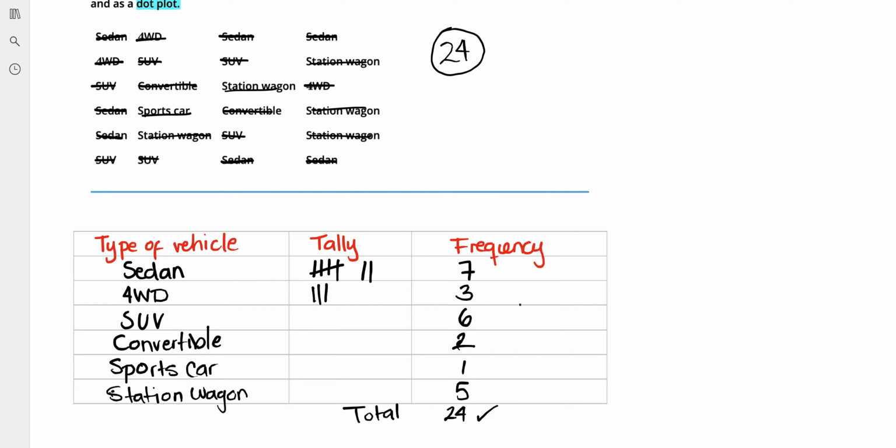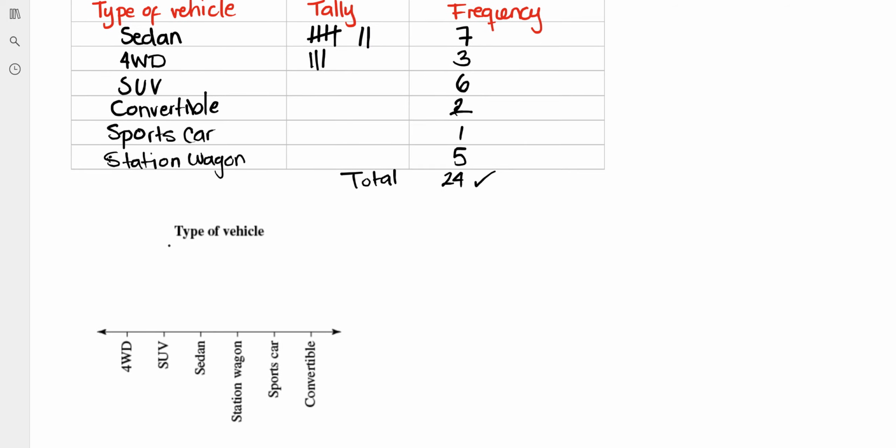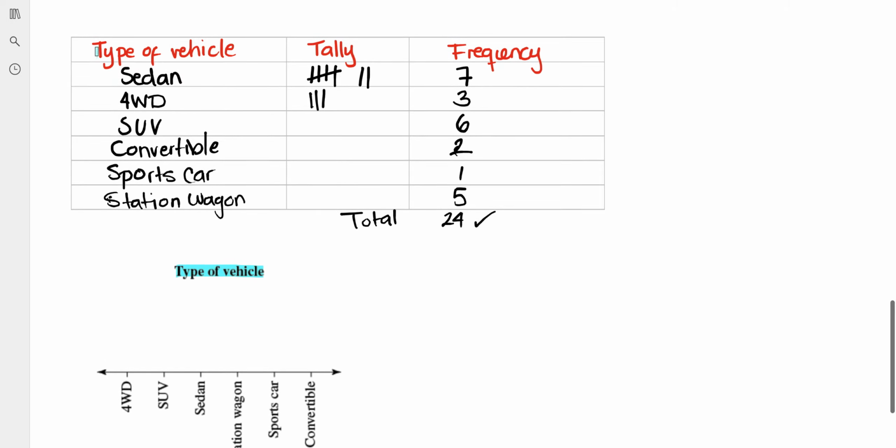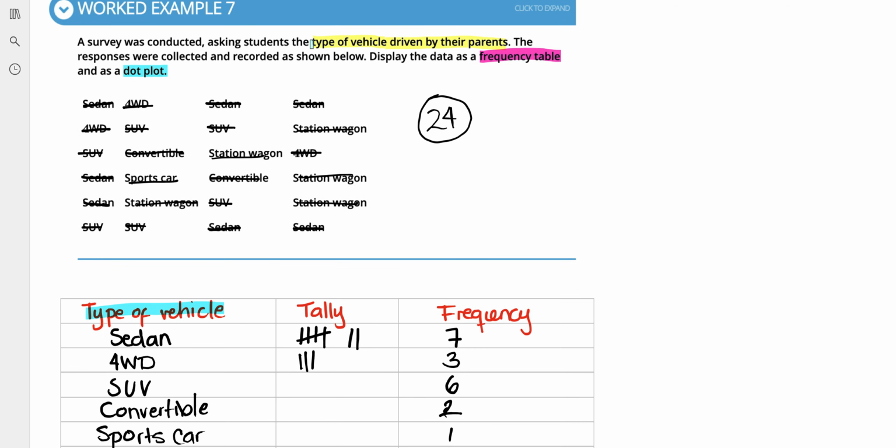So we have done our frequency table. Now, I also have cheated because I already have this. Here we're going to do our dot plot. The first thing I want you to remember is that you always have to put your title, type of vehicle, the same one that I had here. Where did I get that from? From the question here. Can you put the whole thing? Yes, you can put type of vehicle driven by their parents. You can write the whole thing. Here we're using a summary, type of vehicle.